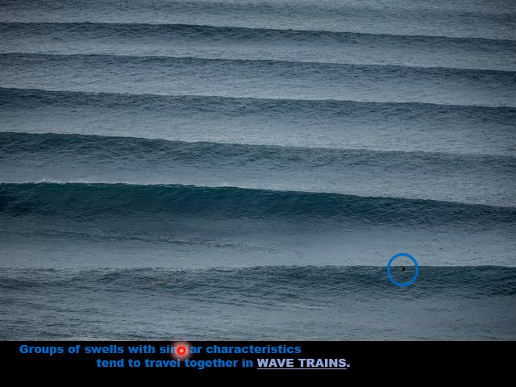Groups of swells with similar characteristics are going to organize and travel together in wave trains, which surfers, this dude right here, would call a set. And as this set rolls in, he's trying to figure out which is the biggest and the best one to ride. He's going to look for the biggest and the best to take the longest and fastest ride.